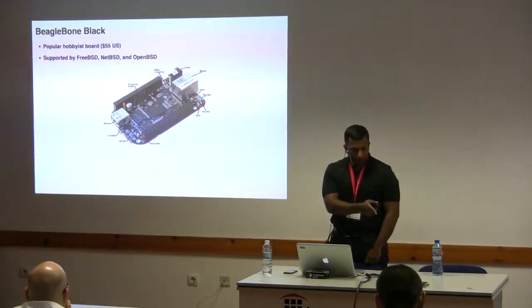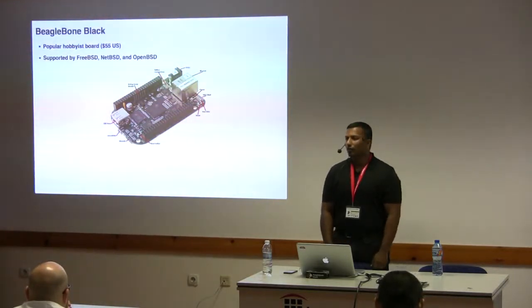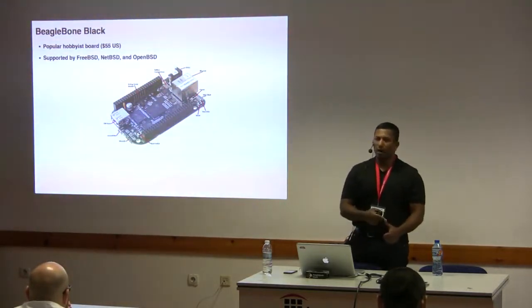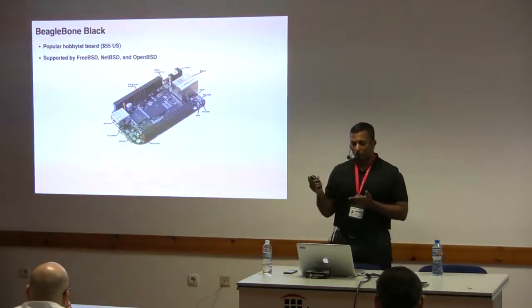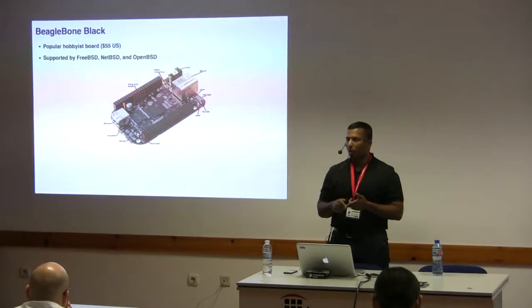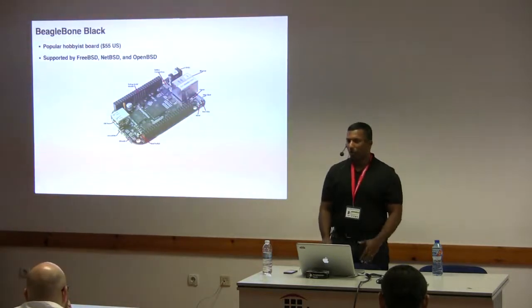So this is the board that I've been using for the demo. It's a popular hobbyist board called the BeagleBone Black. It's 55 US dollars. It used to be 45. When they released the Rev C version, which is the current version, they increased the price by $10 because they increased the onboard flash from, I think, 2 gigs to 4 gigs. I think in Europe you can get it for around 53 euros from one of the European distributors.